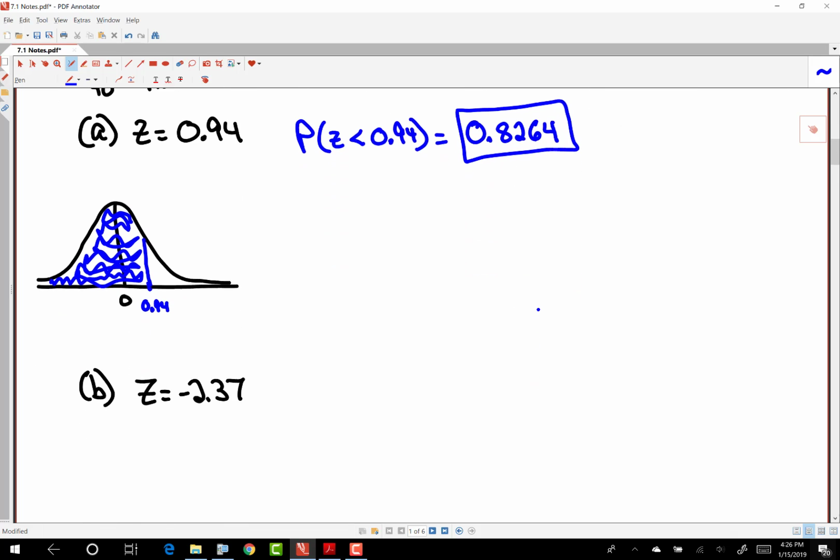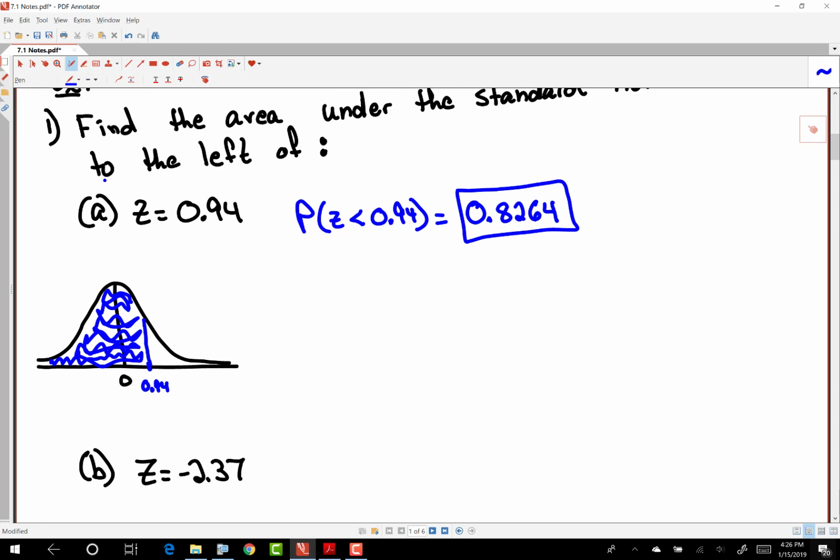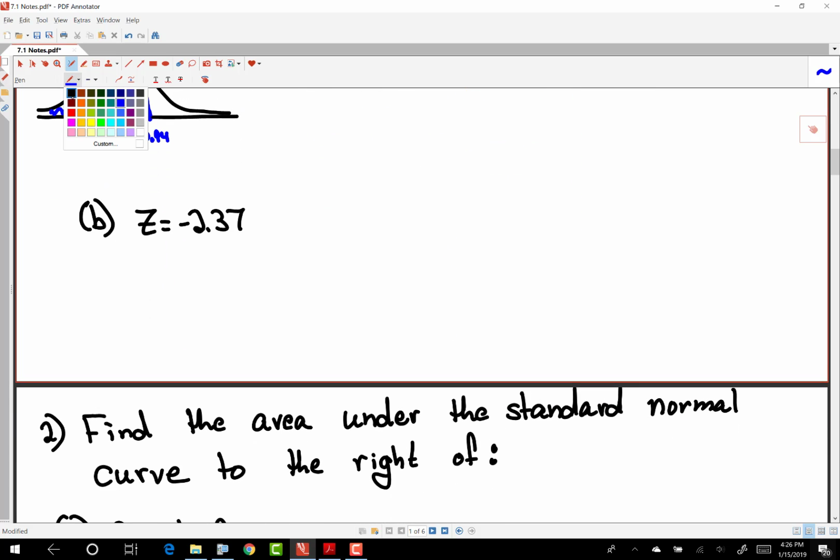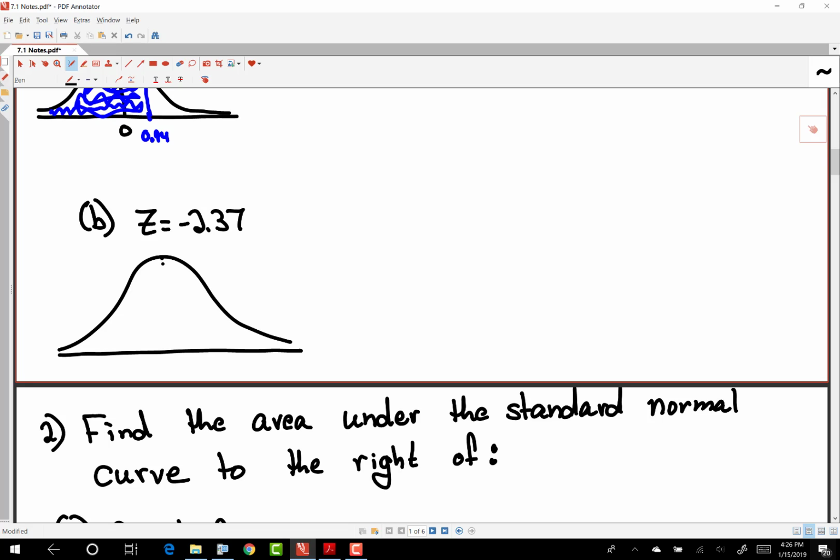Okay, let's do another one. And again, we're still doing it as to the left. It's going to be different when we do to the right or variations on that. But when it's to the left, that's just the value that's in your table. So here we're looking at to the left of negative 2.37. I'm going to draw my standard normal curve. Here's the mean at 0. So negative 2.37 is going to be to the left of 0. And it's going to be pretty far over there because we know that negative 3 to positive 3 is most of it.